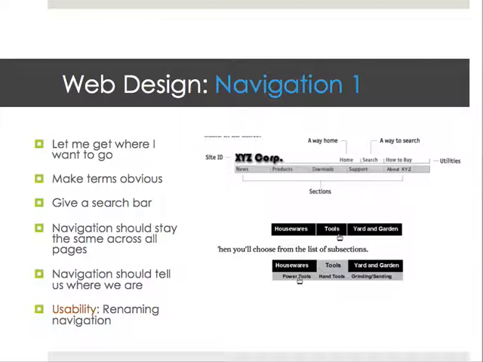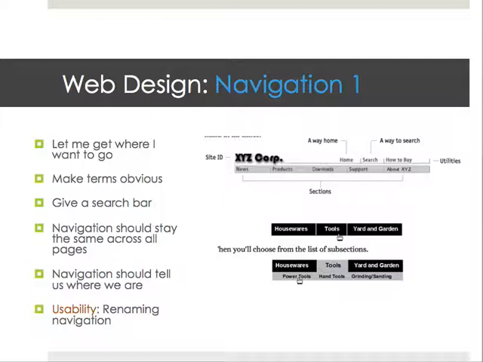So something that's critical to usability as we're thinking about web pages is navigation. The user needs to be able to go where they want to go. Terms should be obvious. So again, there shouldn't be any digging for information. It should be clear what kind of information is going to be under what place. There needs to be a search bar so someone can do a quick search if they know what they're looking for.